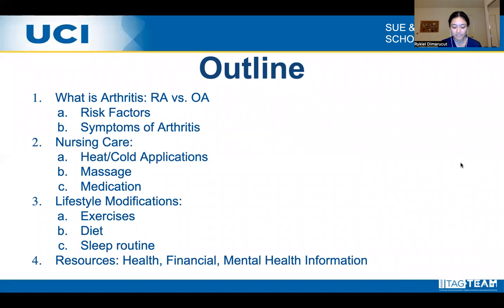So for today's presentation, we will first differentiate between rheumatoid arthritis, or RA, and osteoarthritis, which is also known as OA. We will discuss risk factors associated with each one and what symptoms to watch out for. We will mainly focus on nursing care for patients with arthritis, and these include applying heat or cold packs, massages to relieve symptoms, and certain medications that may help lessen the pain in patients with arthritis. Lifestyle modifications will also be touched on for this presentation, and we will also be including resources that will provide more in-depth information on what arthritis is, links to resources on financial assistance, and mental health resources and information.